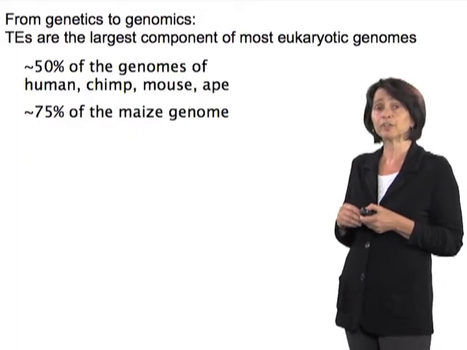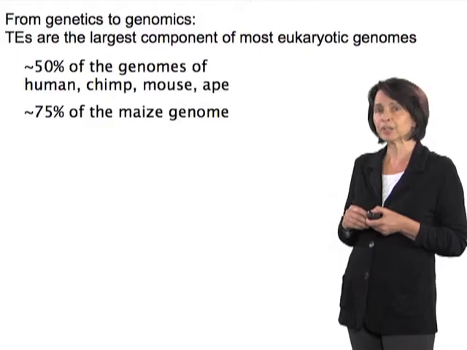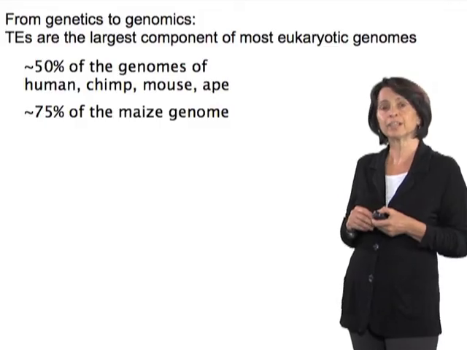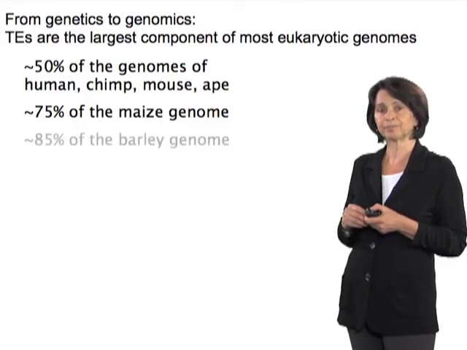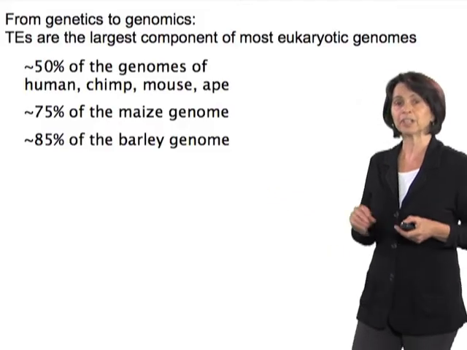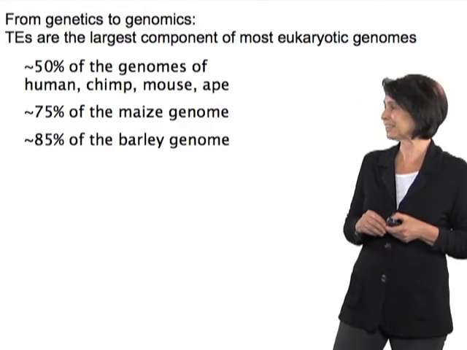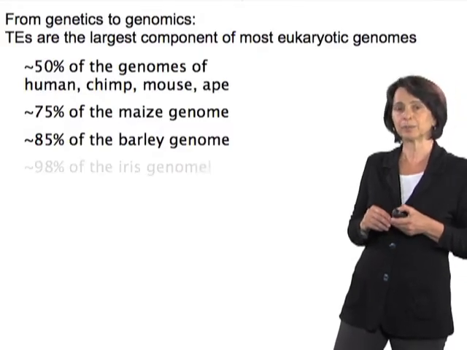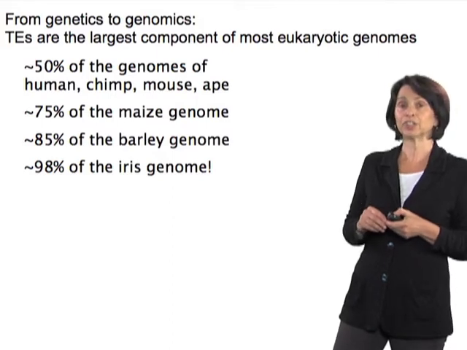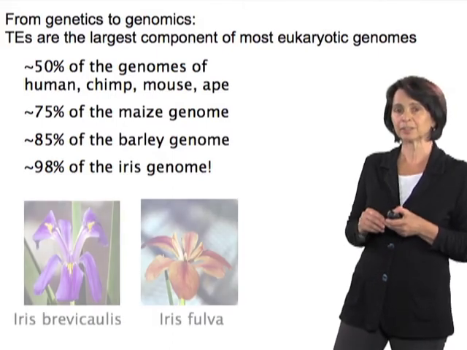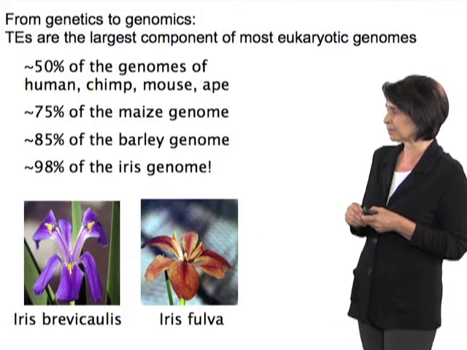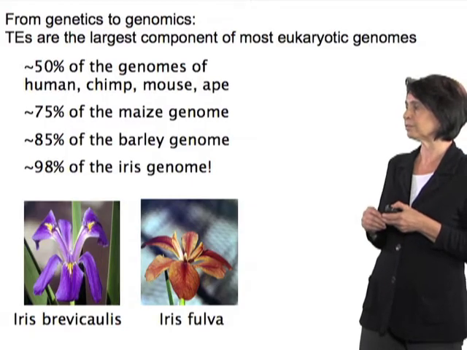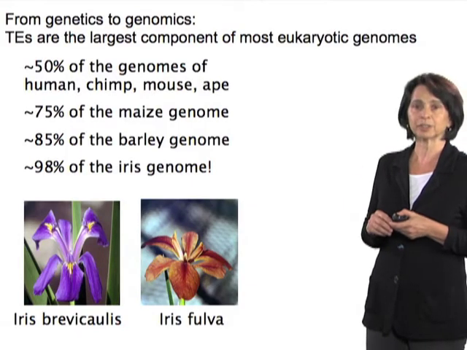Plants, especially flowering plants, have even higher proportions of their genomes as transposable elements. The maize genome, over 75% of the genome is derived from transposable elements. The barley genome, and we'll be talking more about these creatures in the next talk, is 85% transposable elements. And even more remarkable, the iris genome is 98% transposable elements. I don't know about you, but if I look at an iris plant, they're beautiful. There's nothing that would tell us that their genomes are just largely transposable elements.